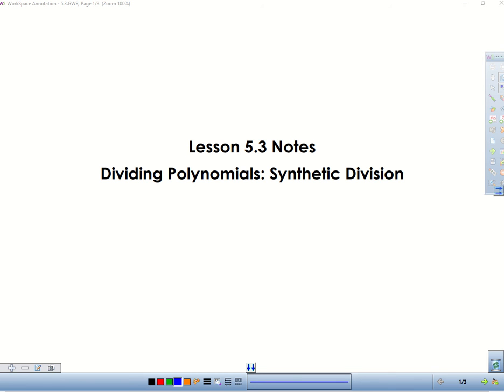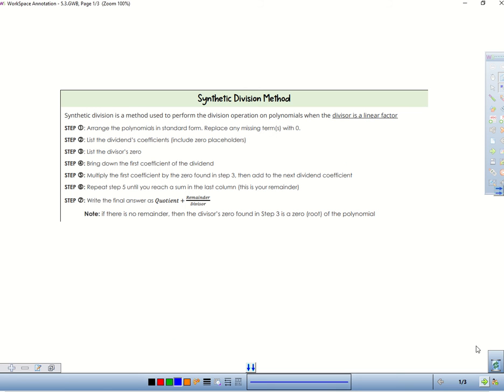Now we are going to discuss synthetic division. Synthetic division is a process that we can sometimes use to replace the process of long division. Now this process does not work for every single problem. We need special, specific types of problems for this to work. So the synthetic division method only works when your divisor is a linear factor.